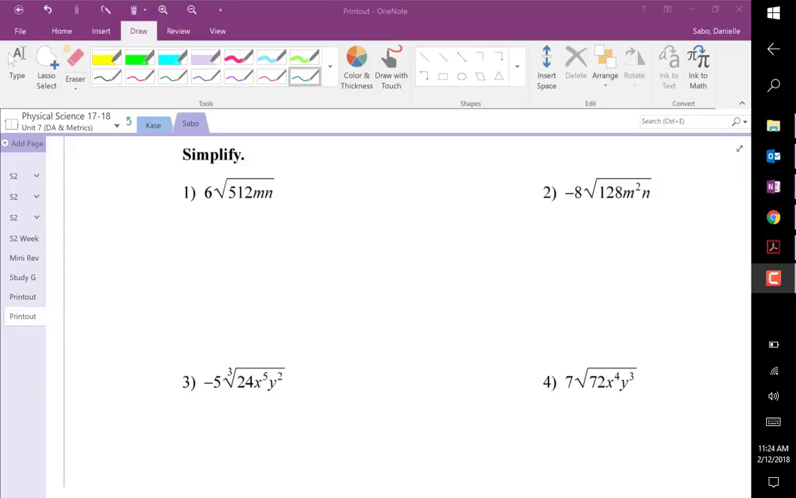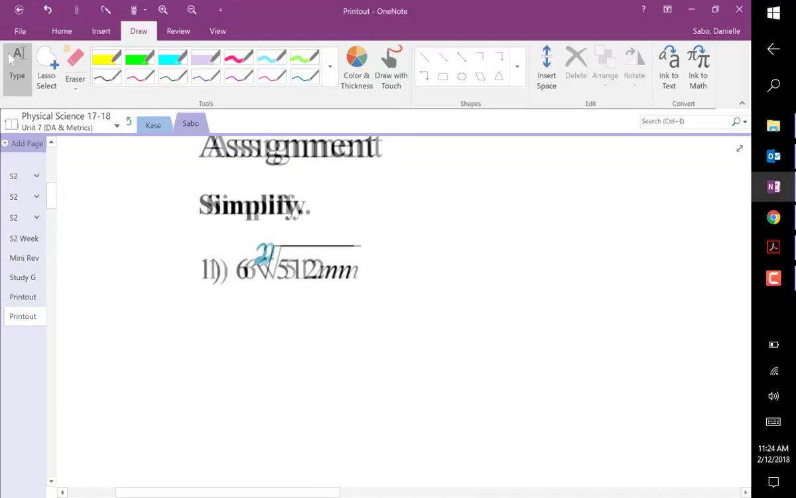Something that I talked about in the video was that if there is no index, which is that little piece inside the house, it really secretly means there's a 2. That's what the square root is. The square root has an index of 2. Now, I know that you did radicals last year, but we're going to do cube roots and fourth roots, and that's why it's now Math 3. But let's do one that we're used to.